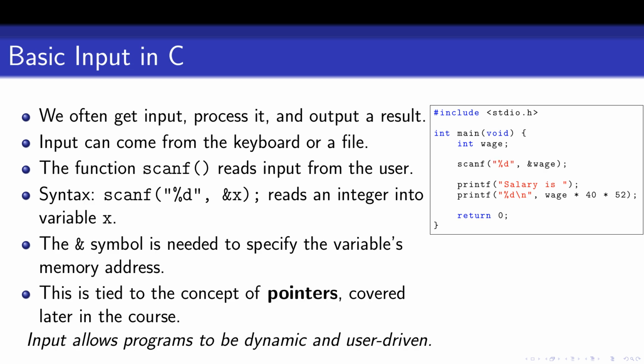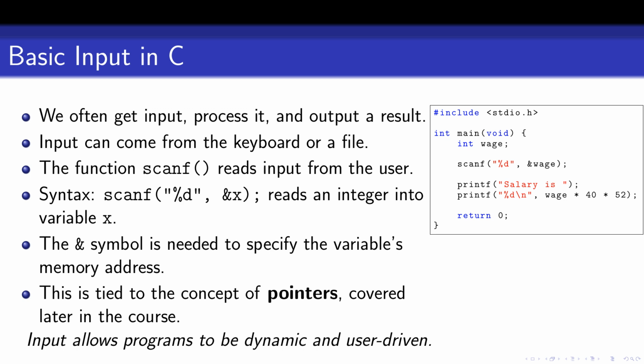Moving on, let's take a closer look at how we get input from a user in C. Input allows us to write programs that aren't static. They can change behavior based on user-provided values. In C, we use the scanf function to read data from the keyboard and store it in a variable. For example, scanf("%d", &wage) reads an integer and stores it in the variable wage. The ampersand symbol is used to specify the memory address where the value should be stored, a concept you'll explore more when learning about pointers.